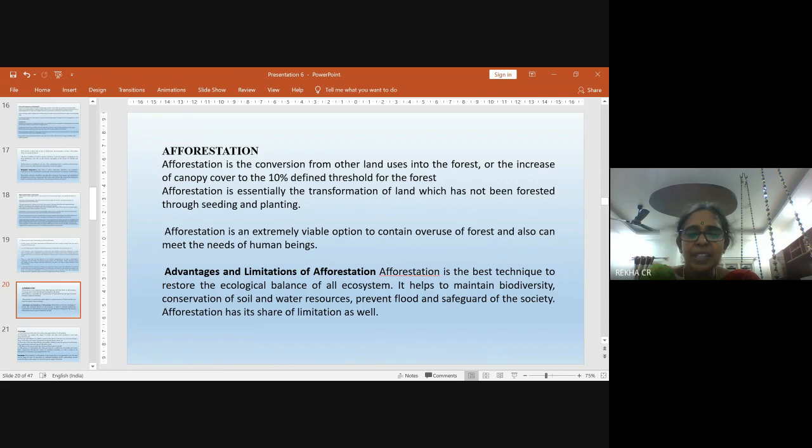See, the best advantage is to restore the ecological balance of all ecosystems, which maintains biodiversity, conservation of soil and water resources. It prevents flood and safeguards the society. So it has certain limitations also.